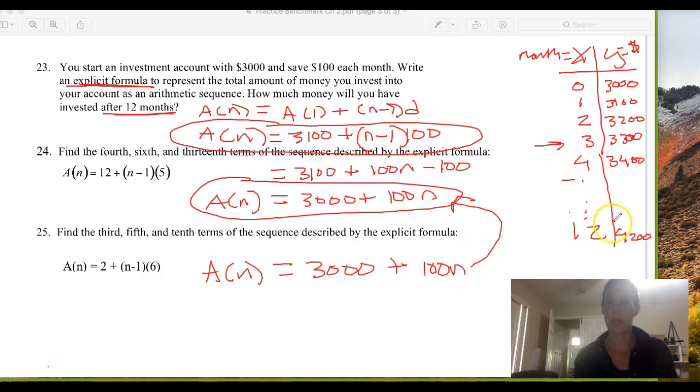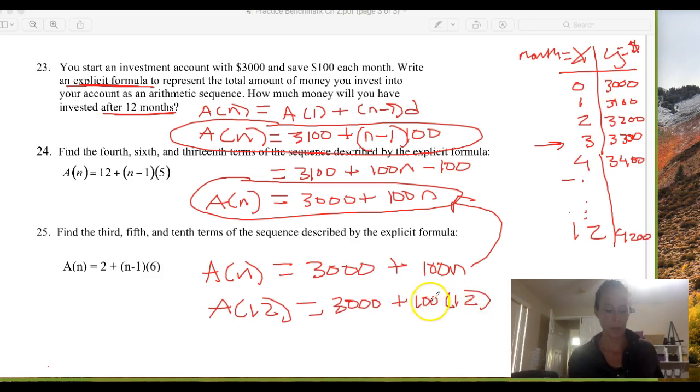Check it, okay? So I want 12 months, so a sub 12 is going to be 3,000 plus 100 times 12. Do the math, okay? 100 times 12, you just add 2 zeros to that. It's going to be 1,200.